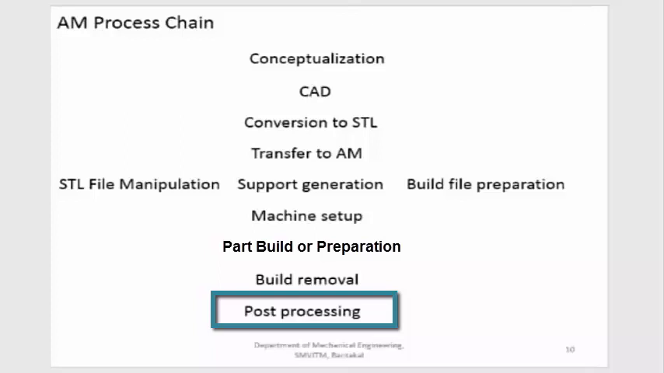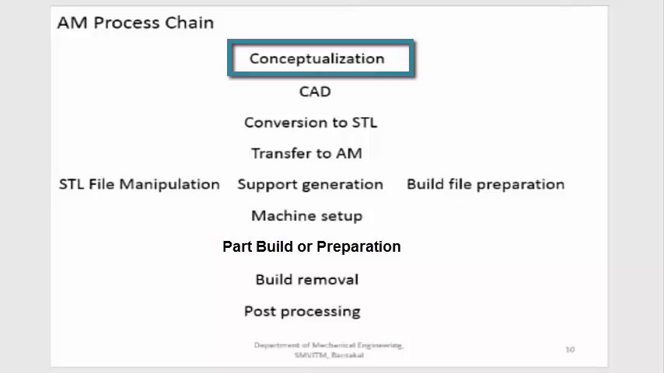So the question may be, explain the different steps involved in additive manufacturing. That will be the question. You have to explain all these steps and explain the function of each and every step, what you are getting in a particular step, and what is the output of that particular step. That is what you have to explain. So first will be conceptualization, that is imagination.